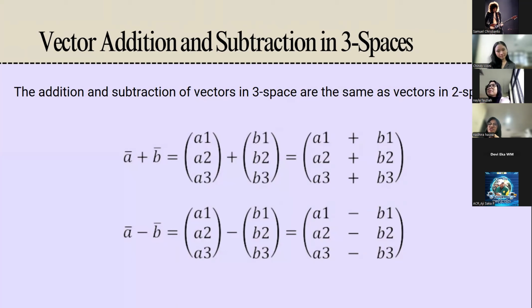Next, vector addition and subtraction in three spaces. The addition and subtraction of vectors in three spaces are the same as for vectors in two spaces. So we get vector A plus vector B equals (A1, A2, A3) plus (B1, B2, B3) equals (A1 plus B1, A2 plus B2, A3 plus B3). For the subtraction, vector A minus vector B equals (A1, A2, A3) minus (B1, B2, B3) equals (A1 minus B1, A2 minus B2, A3 minus B3).